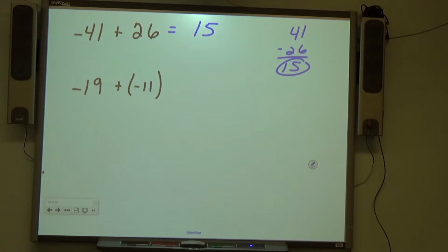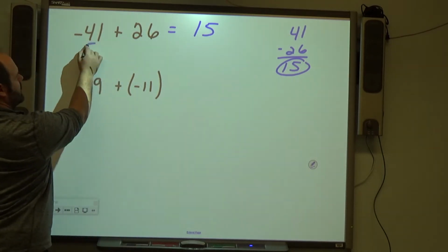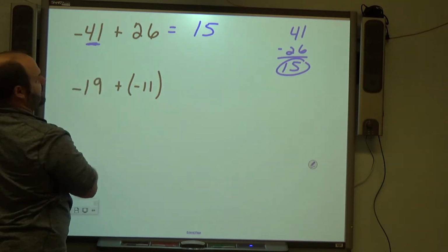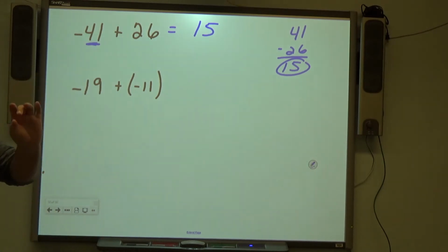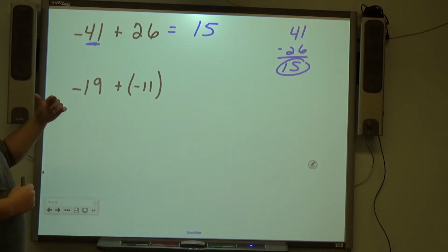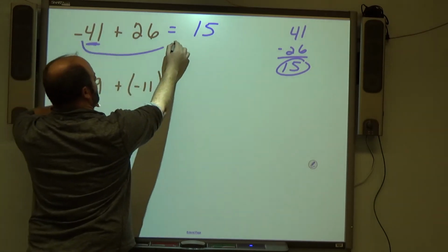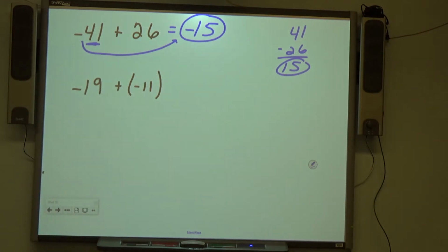Now I have to go back and look, what number is bigger, 41 or 26? Well, 41 is bigger than 26. Don't worry about the signs. Worry about the numbers themselves. 41 is bigger than 26. What is the sign on 41? It is a negative. So I have to take that sign and apply it to my answer. So my final answer is a negative 15.